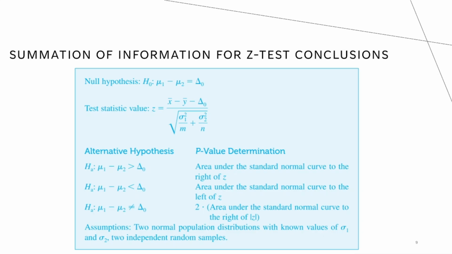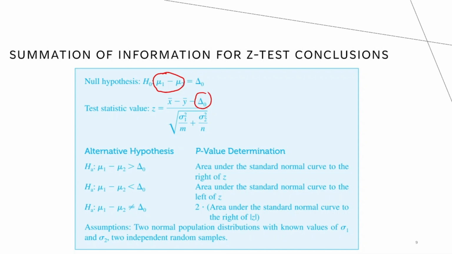Alright, so this is the data that's needed to make conclusions. In a nutshell, this comes from the textbook. So it gives you an understanding of what the null is. Again, we're looking at a difference between the means, and that's simplified as the delta naught. You can see that delta naught come up in the test statistic value, and then you can see the standard error at the bottom as well.